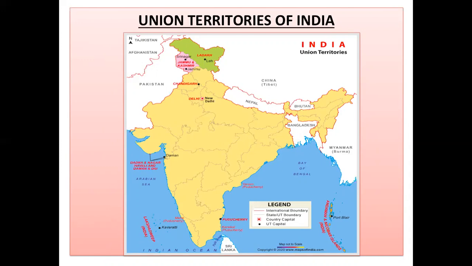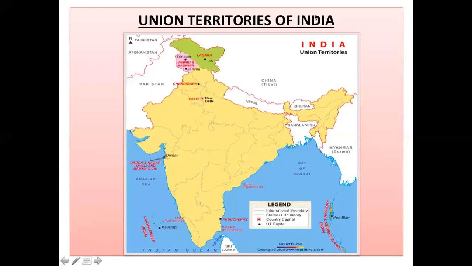Before, these were 2 Union Territories, children. But now it is only 1 Union Territory. So then we have Lakshadweep. These are the islands. Puducherry and Andaman and Nicobar Islands. So these are all the 8 Union Territories that you have learnt.